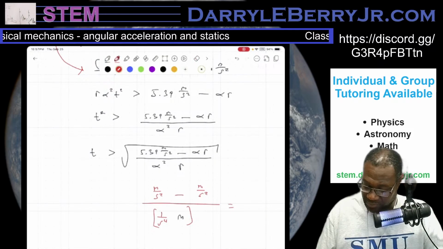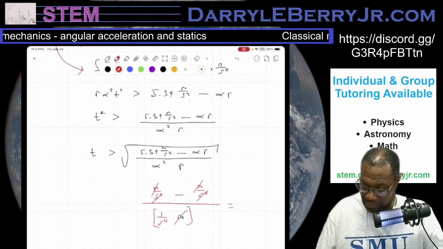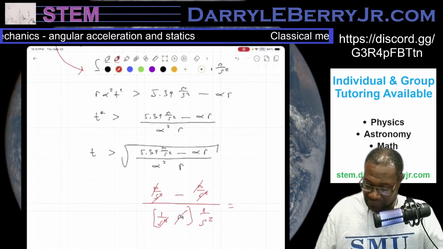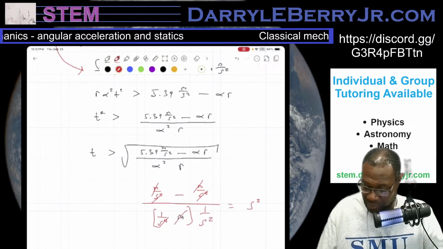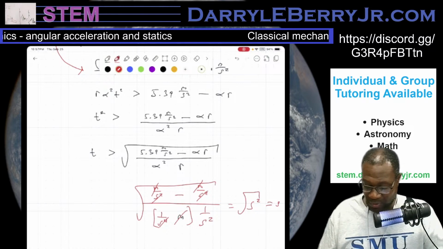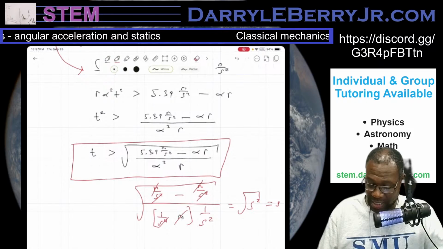I have the meters will cancel, and the second squared will cancel, and this will leave 1 over second squared in the denominator. And if you have a fraction in the denominator, it flips and becomes second squared. And I'm taking the square root of all of that, so it equals seconds. So we see that if this equation is correct, this is going to give me time in seconds.